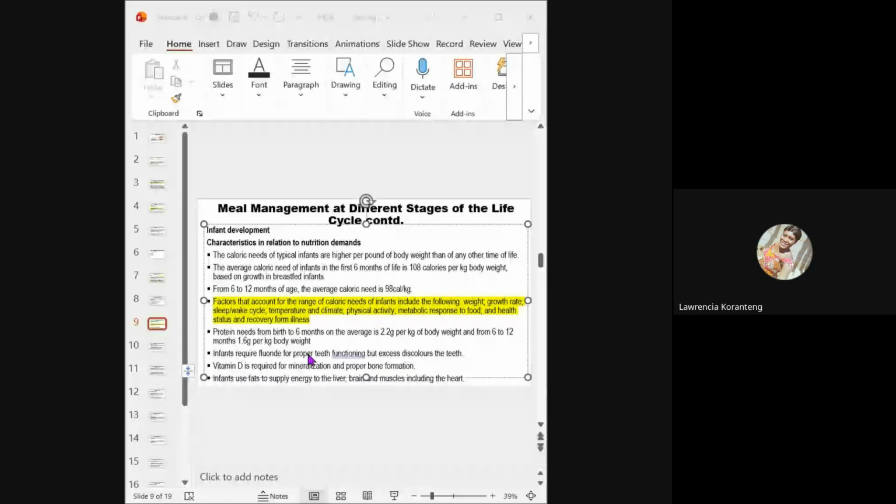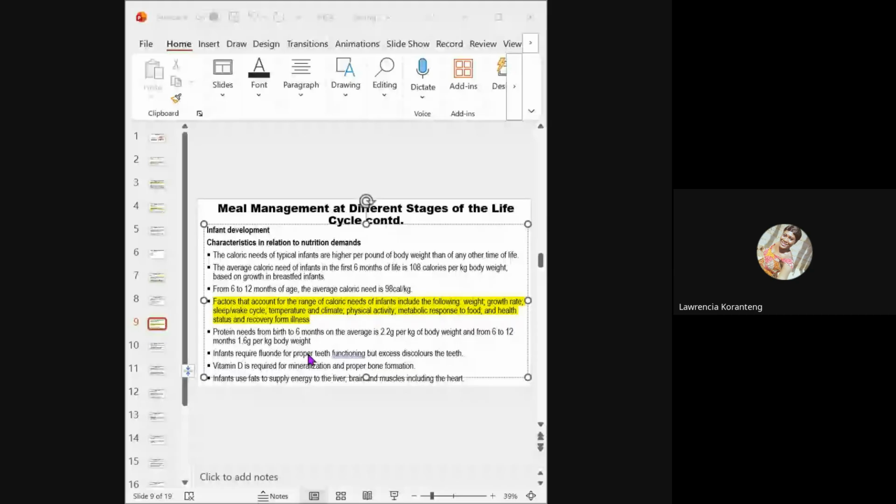Yes, that's true. So the caloric need of an infant depends on their weight. Remember, we even have to use their weight before we can calculate the caloric need. So if you are asked to plan a meal for an infant, you first need to know the child's weight. Let's say an infant who is between 0 to 6 months weighs 4.0 kg.